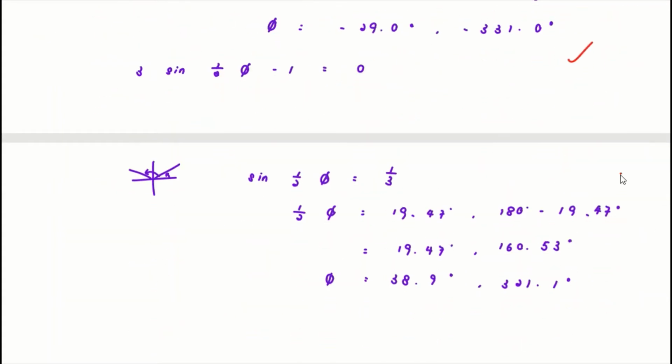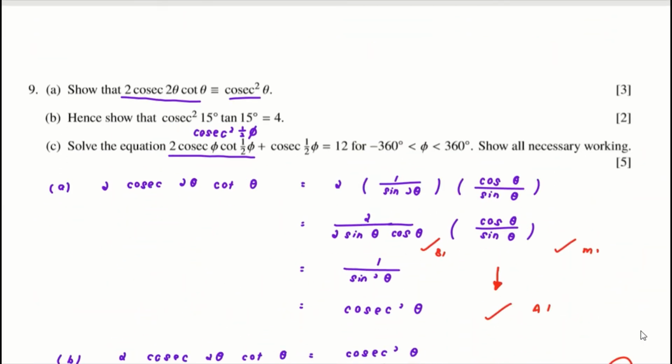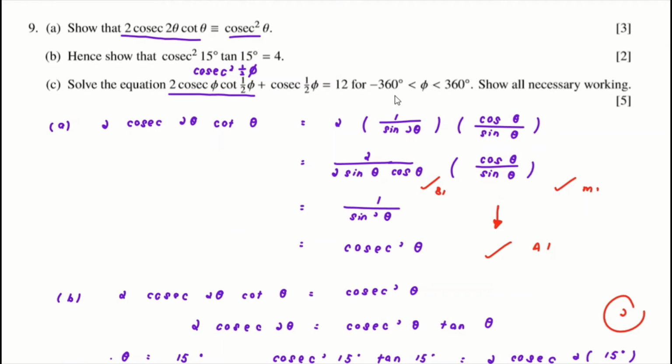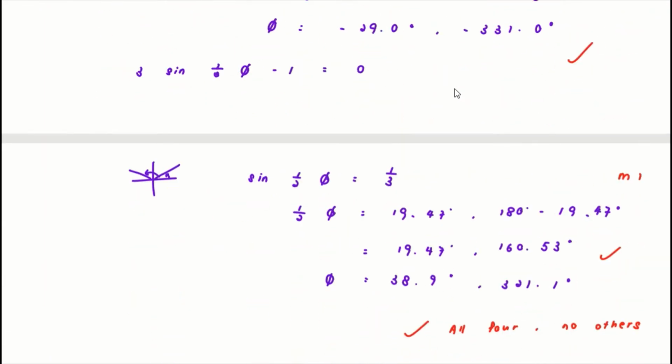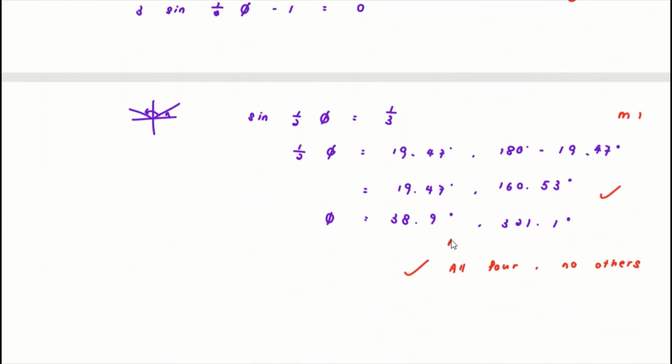So this part is your method part. It allows you to get 1 mark. Then the method part here also allows you to get another 1 mark. So you will get the last mark if you got all your 4 values, all 4, and no others. Because some students may not look at the question that the θ should be in between negative 360 to 360. Then you put other stuff, or you only get 2 answers, then you will not be able to get your last mark.